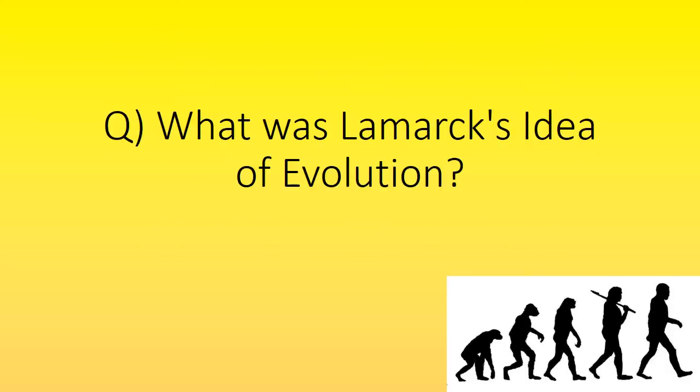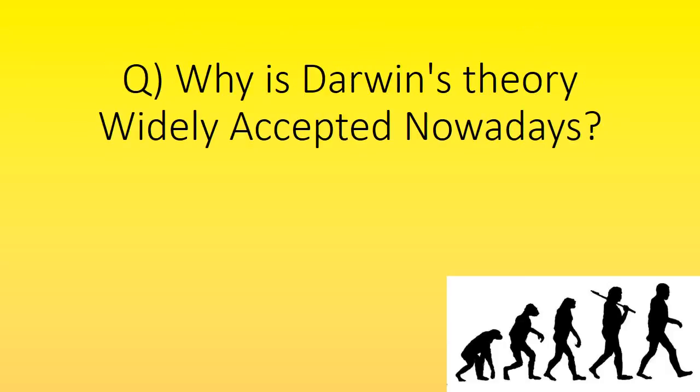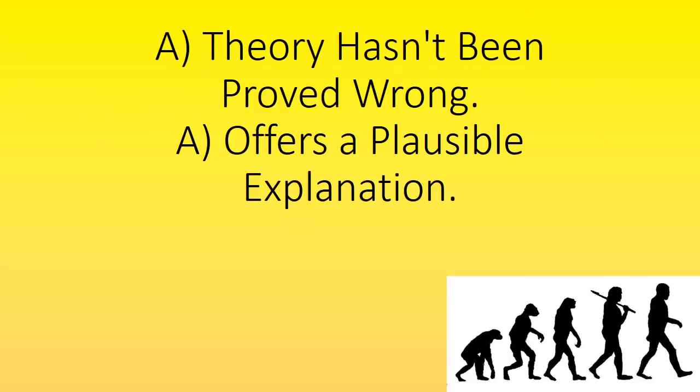What was Lamarck's idea of evolution? That animals would acquire characteristics then pass them to their offspring. Why is Darwin's theory widely accepted nowadays? The theory hasn't been proved wrong, and it offers a plausible explanation.